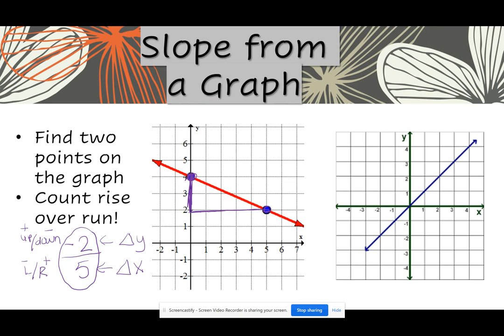For this next one, it doesn't have highlighted points for us, so we can pick any 2. So I'm going to pick that one right there, this one right here. I'm going up 1 to get to that next point, so we're going to do 1 over something. And then we're going over 1 to get to that point. So our slope is 1 over 1, or just 1. So you just count how far it takes you to get up to the next point, and then how far it takes you to get over to the next point.